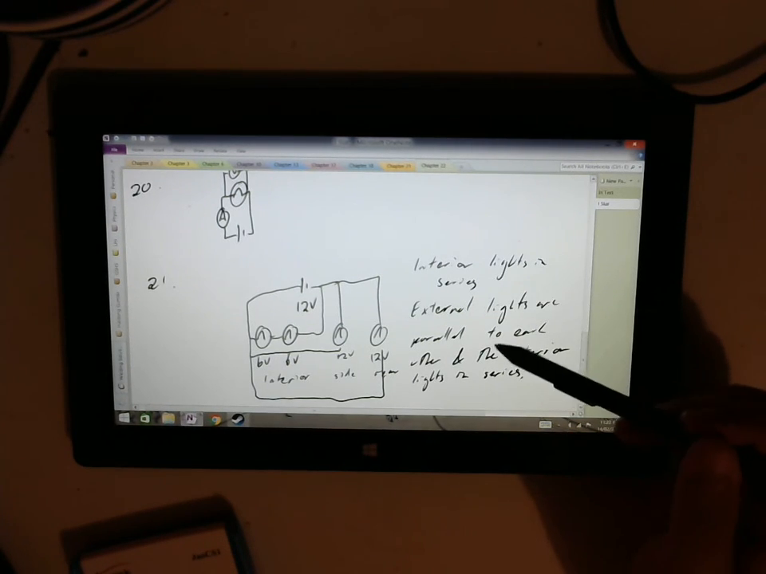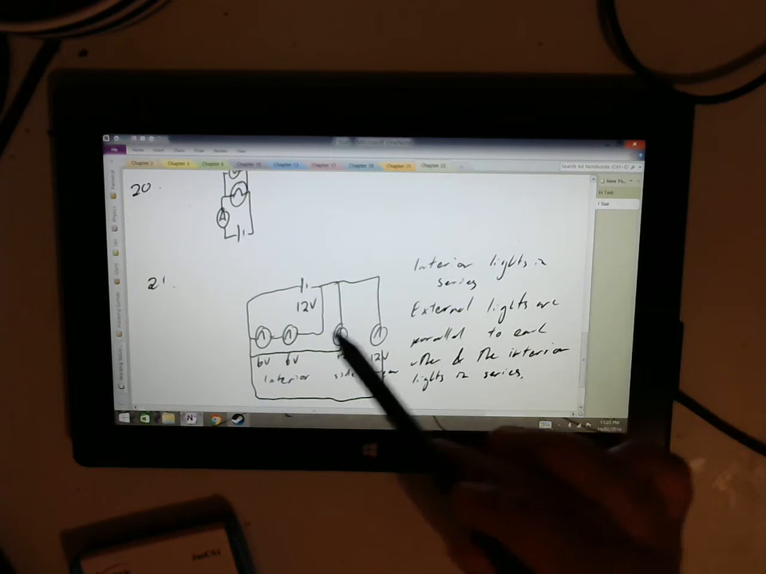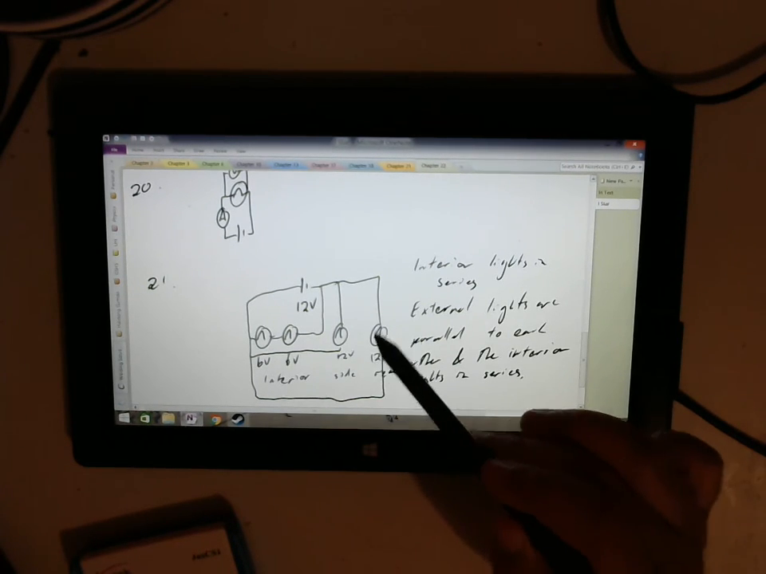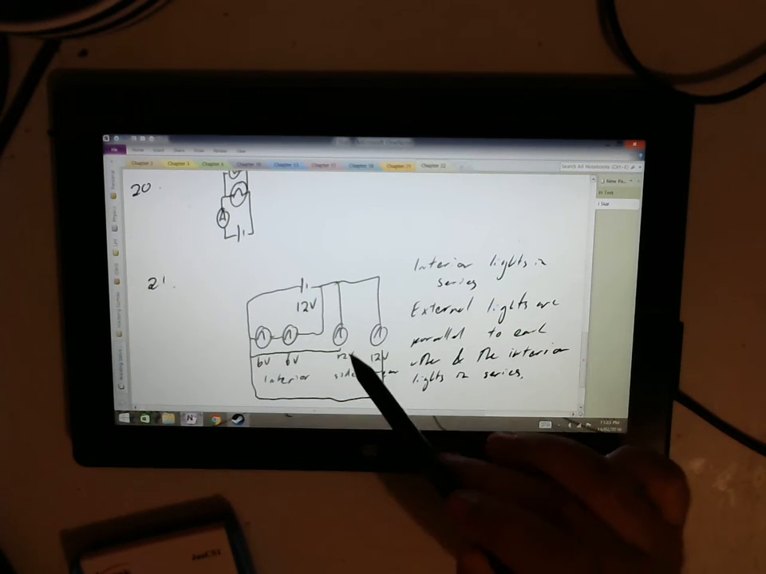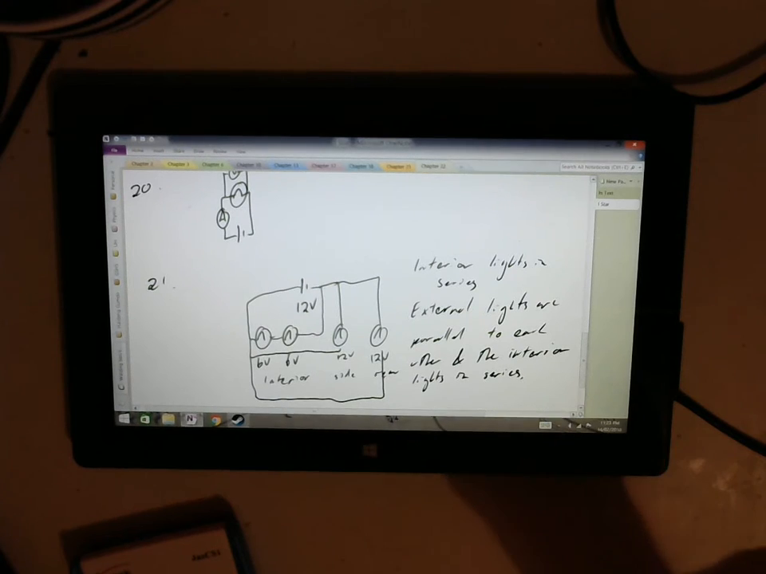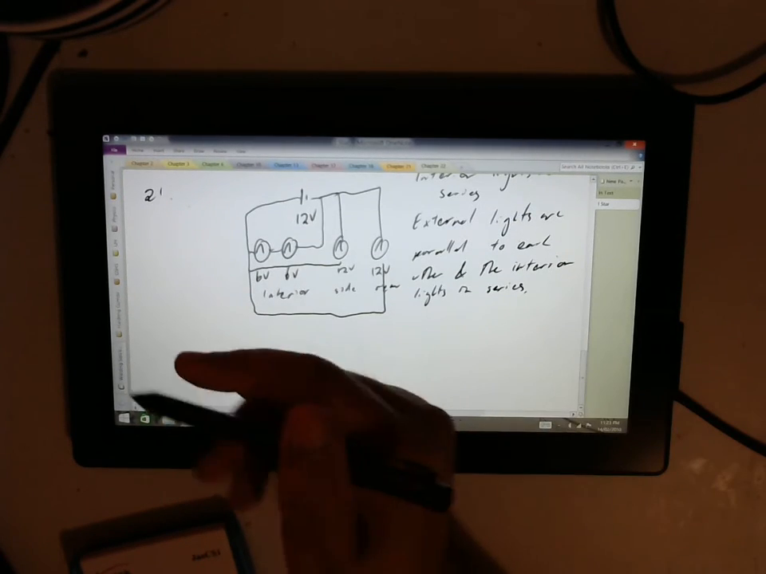So a full response would look like this. The interior lights must be in series. The external lights must be parallel to each other because they've both got to have 12 volts, and they must be parallel to the two interior lights, which are also using up those 12 volts.